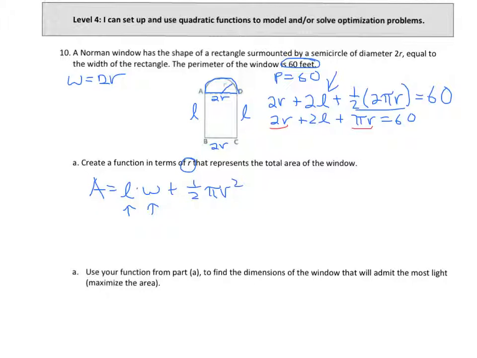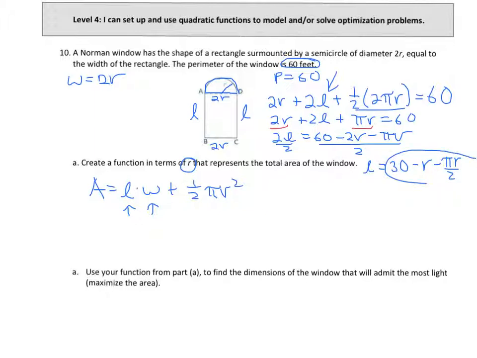I want to subtract these two terms over to the other side. So I get 2L equals 60 minus 2r minus pi r. My next step would be to divide both sides of the equation by 2. And we get L equals 60 divided by 2 is 30, negative 2r divided by 2 is just minus r, and then minus pi r over 2. So I have an expression for the length in terms of the radius.